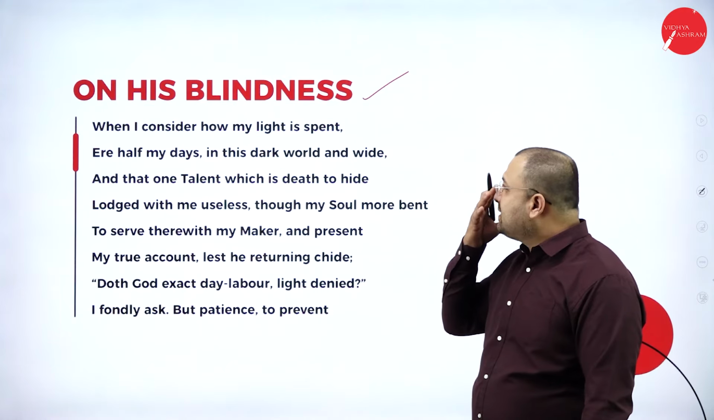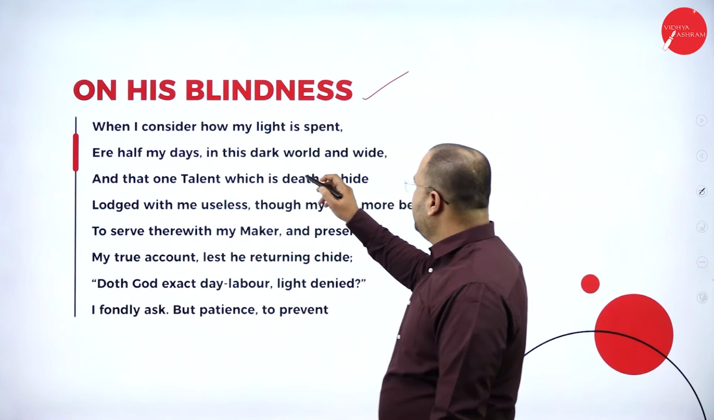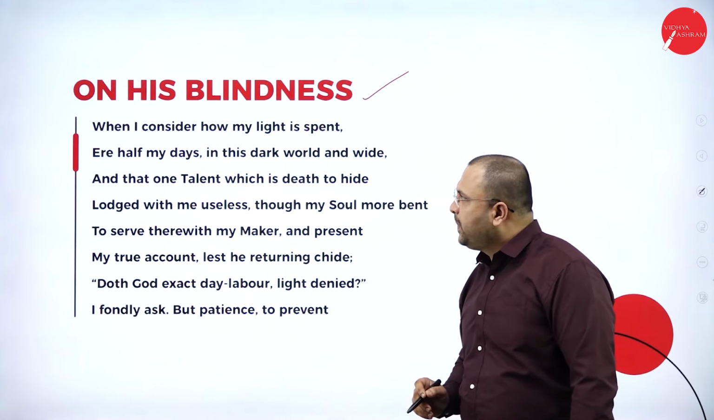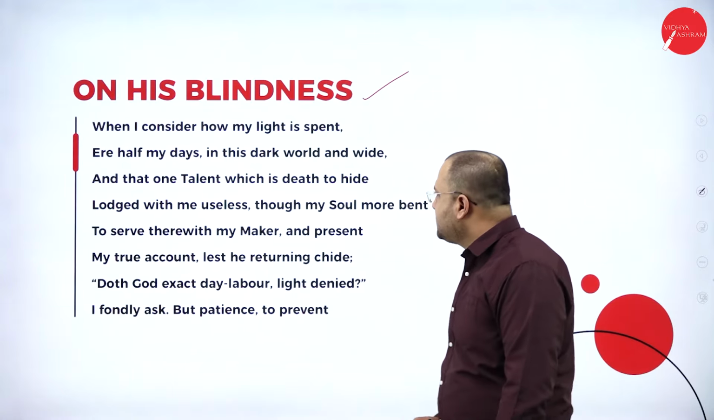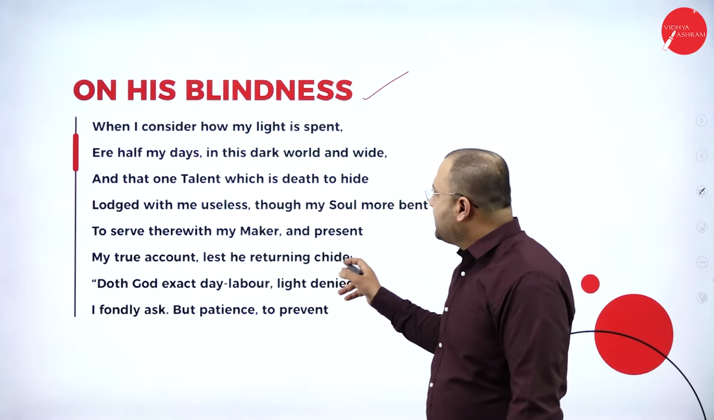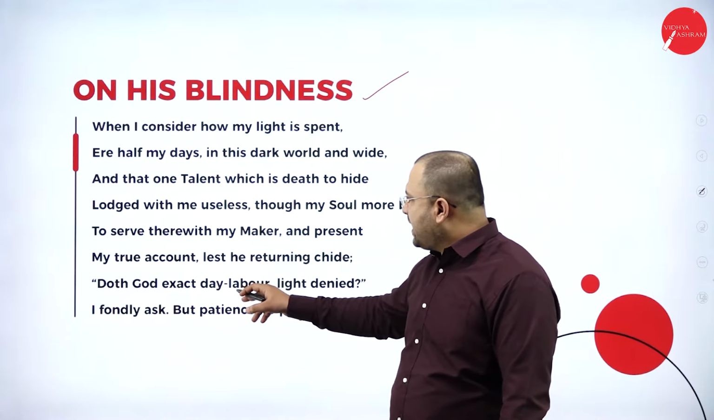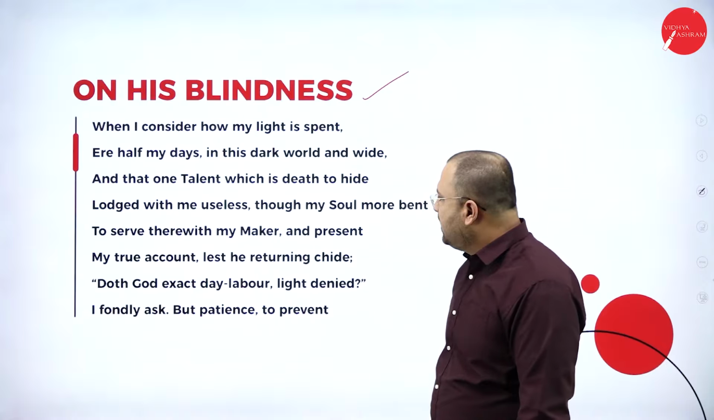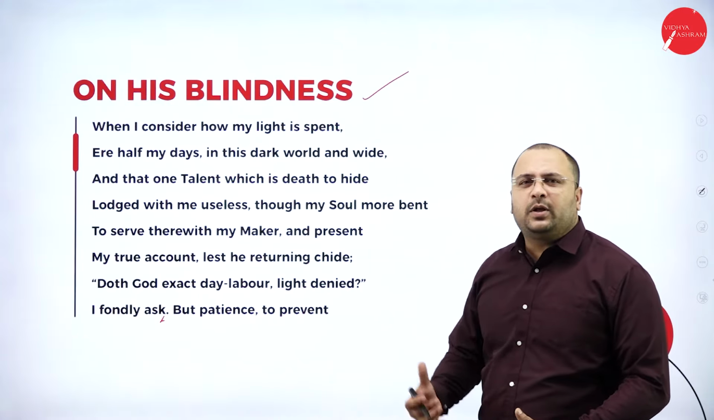So here he starts like this. "When I consider how my light is spent, ere half my days in this dark world and wide, and that one talent which is death to hide, lodged with me useless, though my soul more bent to serve therewith my Maker, and present my true account, lest he returning chide, 'Doth God exact day-labour, light denied?' I fondly ask." So in the octave, the poet is talking about his own self.